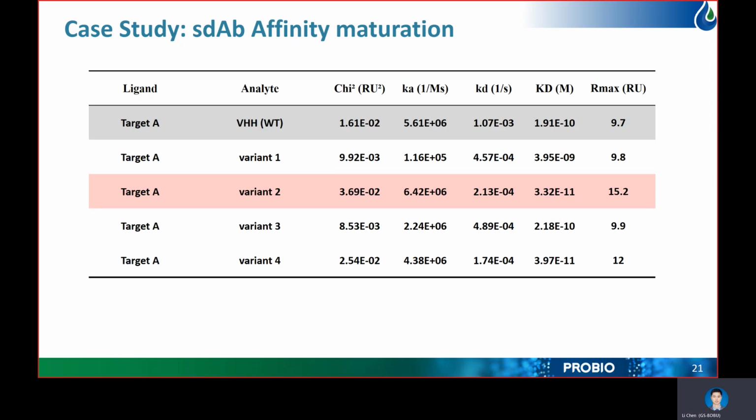In addition, we also selected another lead from the immunized library to carry out affinity maturation by the approach as previously introduced. The affinity improved 6-fold and reaches 10 to the minus 11, which is almost the upper detection limit of SPR.